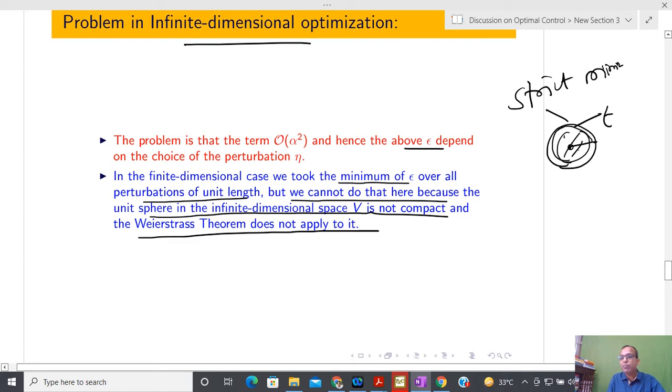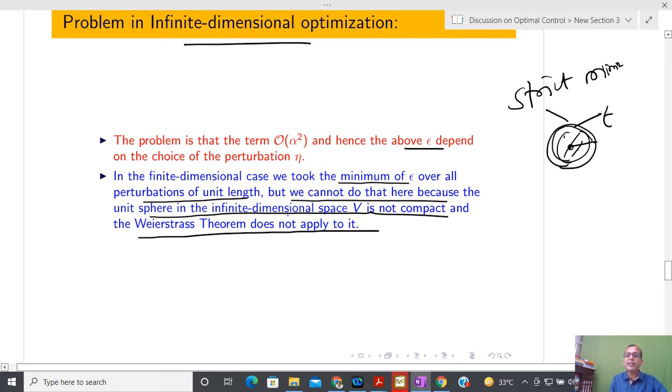But if you form the same kind of ball in infinite dimensional space, it is possible to show that it is not compact. And due to that reason I cannot apply the Weierstrass theorem. What the Weierstrass theorem is telling is that if the first order necessary condition remains the same, and the second order necessary condition is converted into a strict condition, and if I am able to select some kind of compact ball where all perturbations will lie, and there is a minimum, then we have a strict minimum.